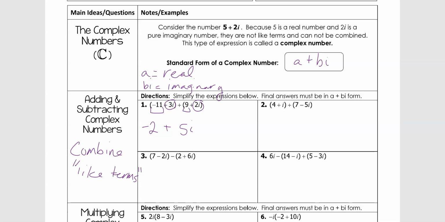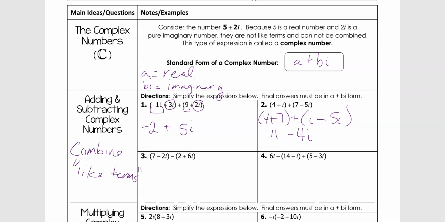All right, number two, we have 4 plus 7 plus i minus 5i. And so 4 plus 7 is 11. And then i minus 5i is negative 4i.